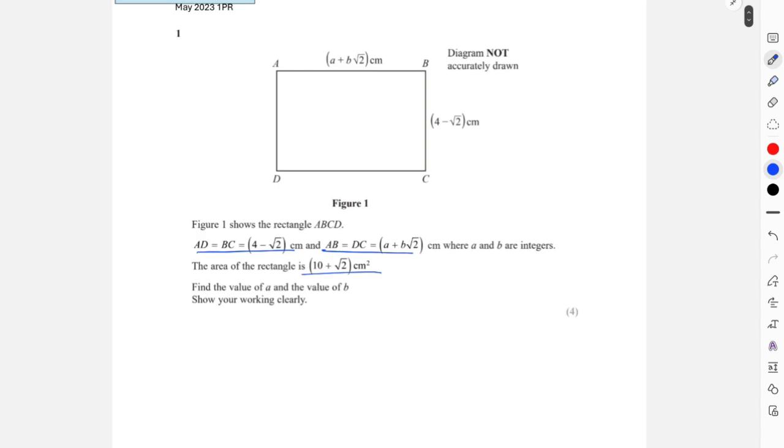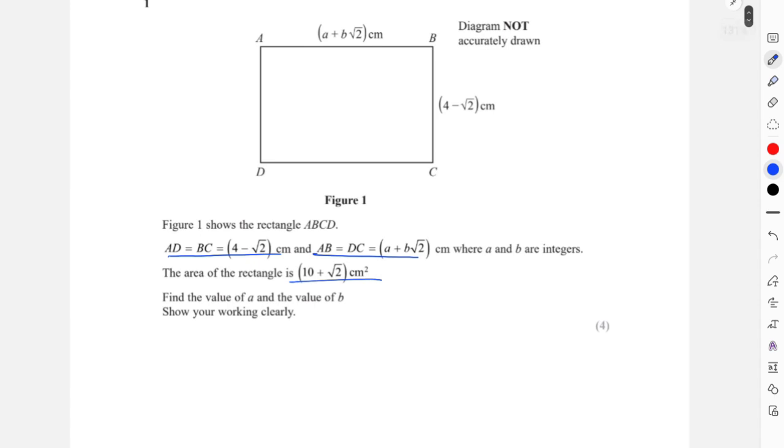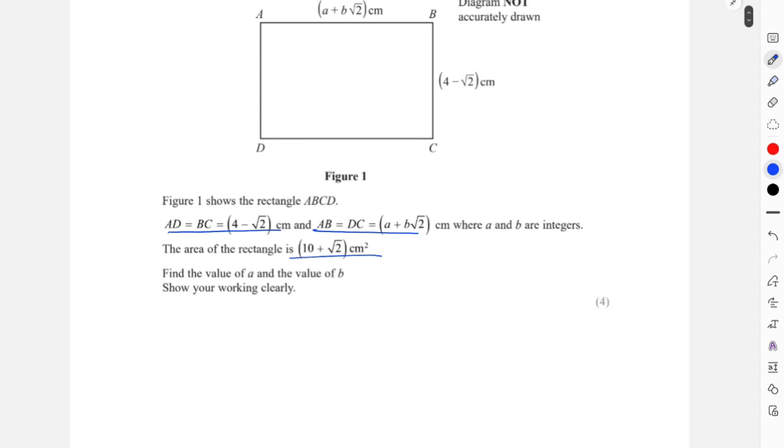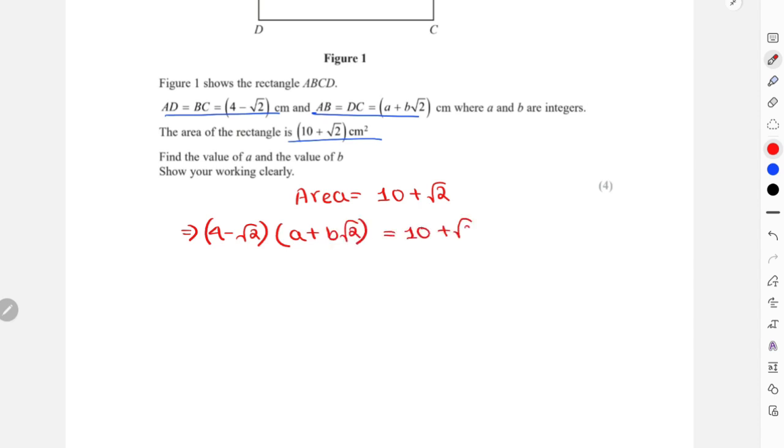This one is from May 2023, 1 PR. So let's start with this. Again, the area for your rectangle is what? Length into breadth, right? Just length into breadth. So for this case, we are again going to start with the basic concept of area that has been provided to you as 10 plus root 2, which is obviously equivalent to 4 minus root 2 multiplied by A plus B root 2 equals 10 plus root 2.